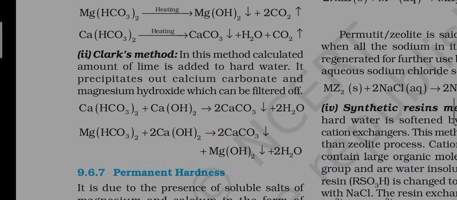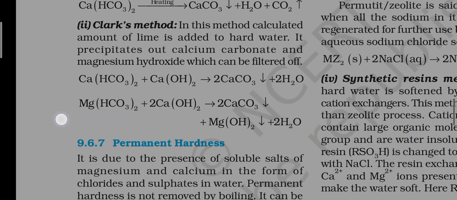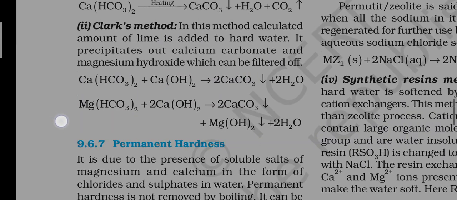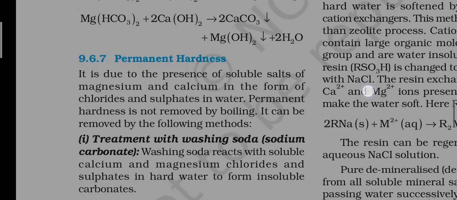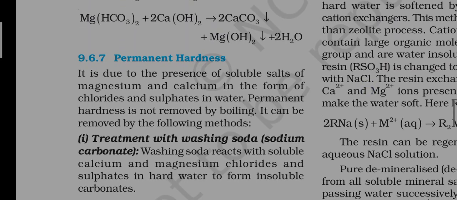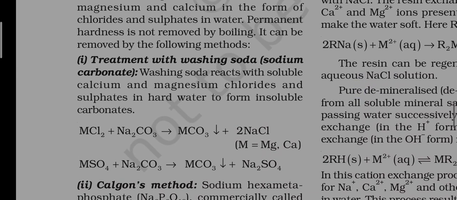Next method is Clerk's method. In this method, calculated amount of lime is added to hard water. It precipitates out calcium carbonate and magnesium hydroxide which can be filtered off. Next is permanent hardness. It is due to the presence of soluble salts of magnesium and calcium in the form of chlorides and sulfates in water. Permanent hardness is not removed by boiling. It can be removed by the following methods.